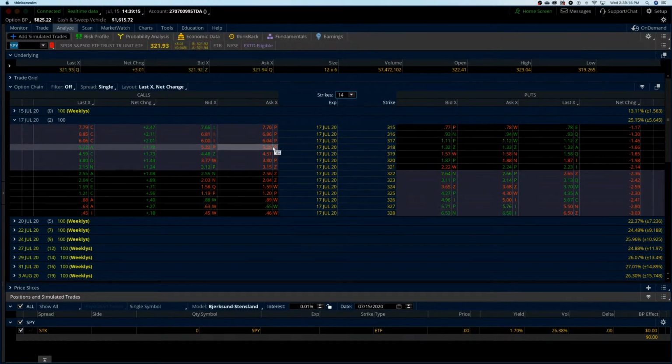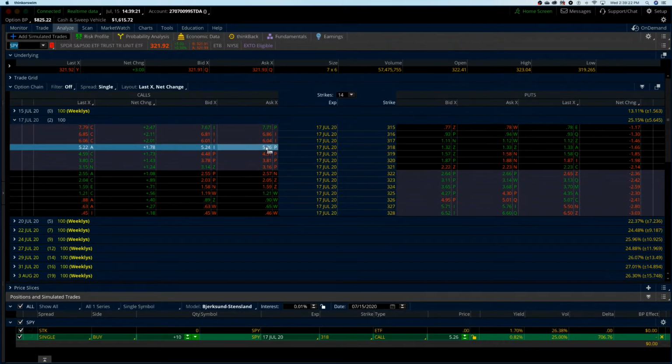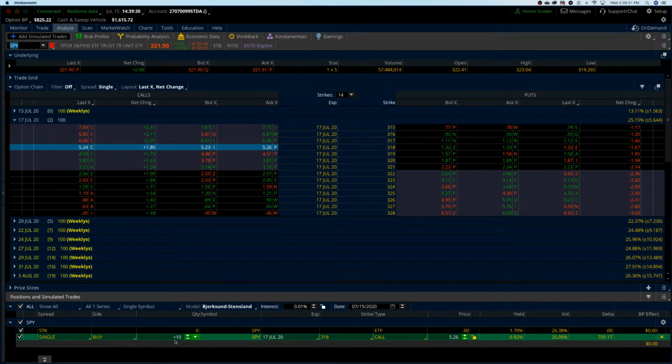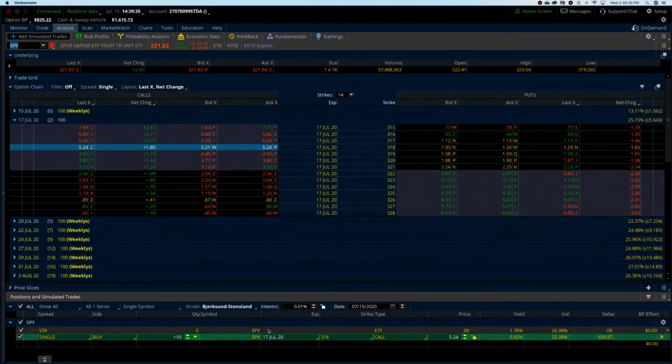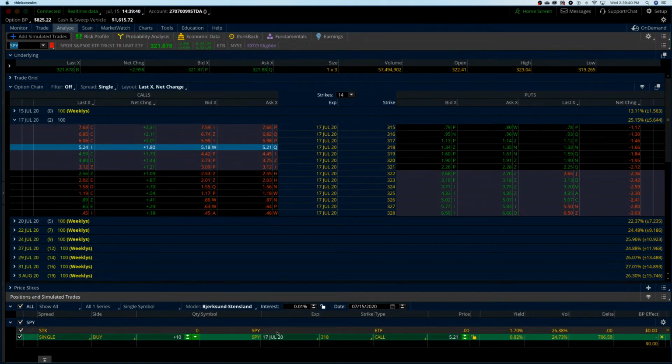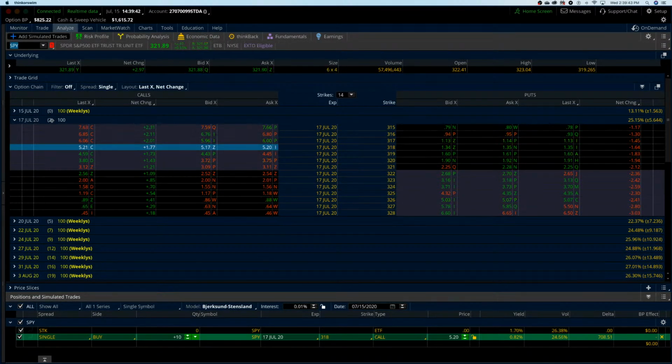But right now, let's say I'll just buy one of those. I'm not really buying it, I'm just setting it up. When I click on it, down below you'll see a green record showed up telling me the specifications of that contract. So it shows that it's a July 17. We know by looking up here it only has 2 days to expire. It has a strike price of 318.